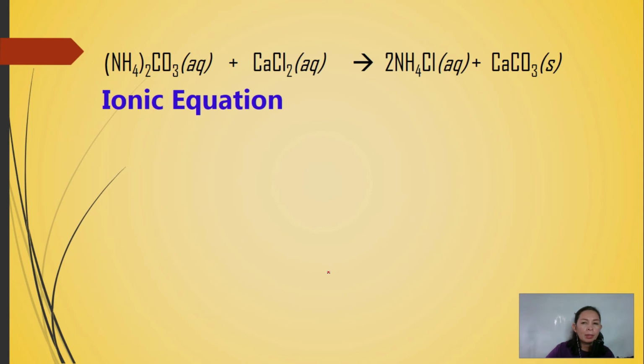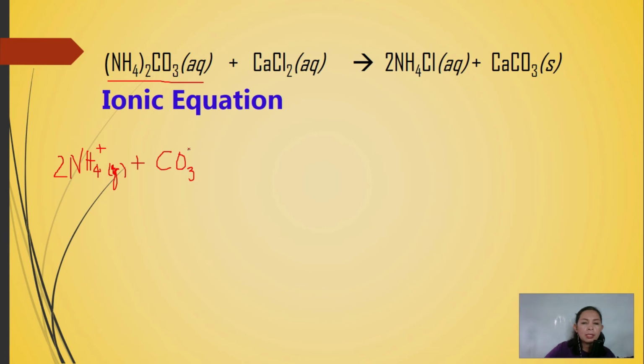Okay, so let's ionize the ones that are soluble in water. So this one is soluble, so we will ionize. How many ammonium ions do we have? So ammonium ion has NH4 positive 1 or just simply positive, and we have a subscript of 2, meaning we have 2 ions of ammonium. Then, do not forget to write the AQ. Okay. Then plus the carbonate ion, CO3.